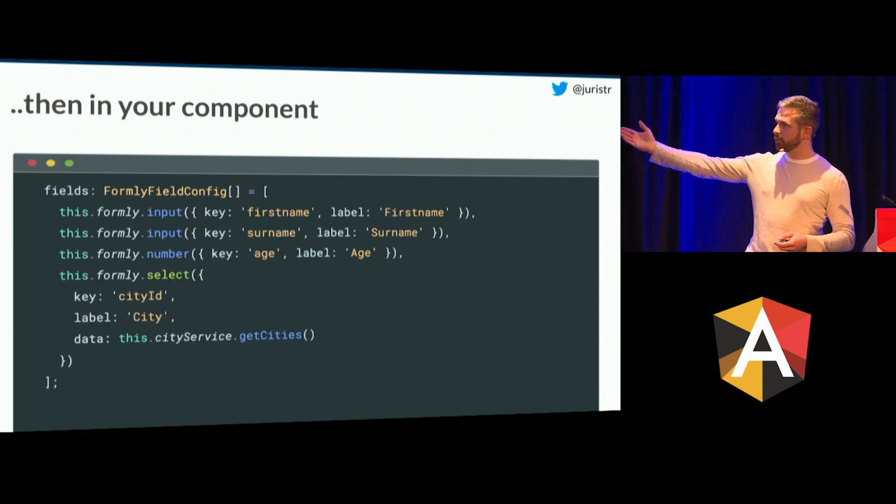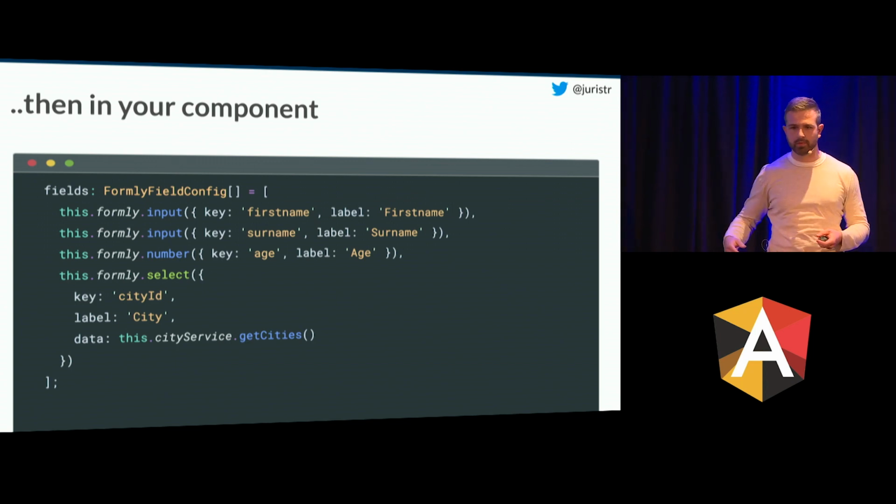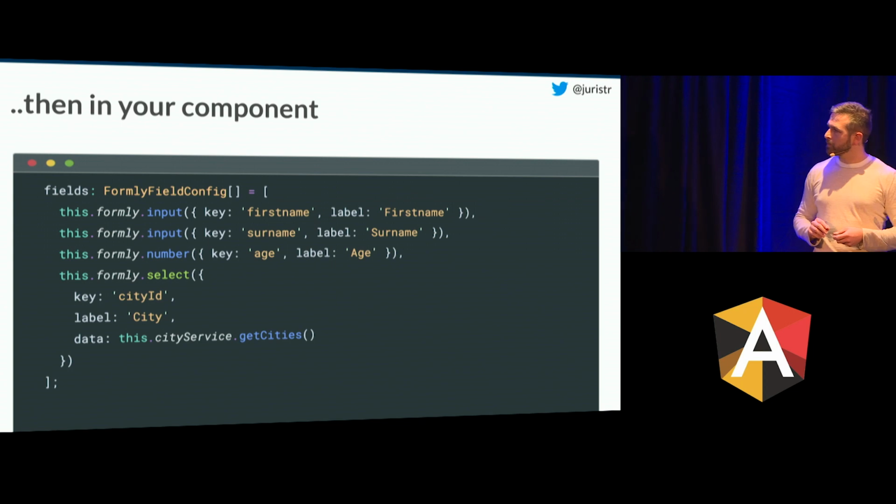And that's because then a Formally configuration could look as easy as this one, like these are all one-liners. I'm just telling, give me an input of the key, of the property first name, and the label is first name, and that's it, right?